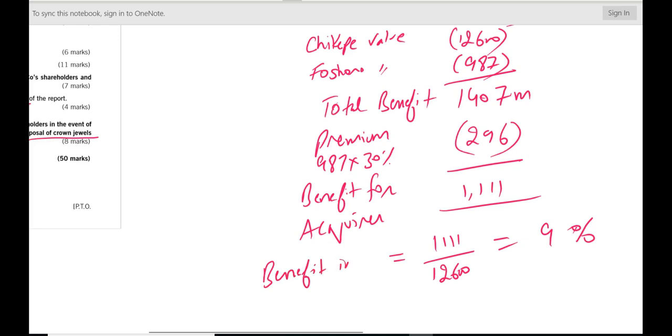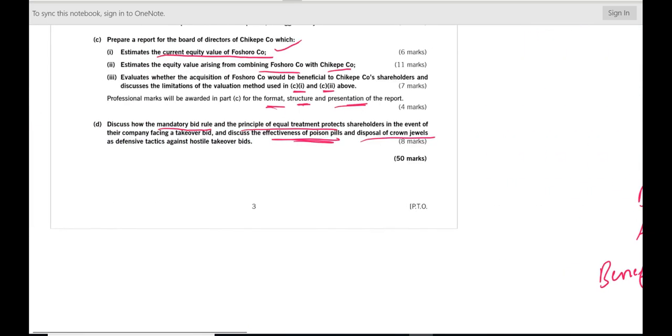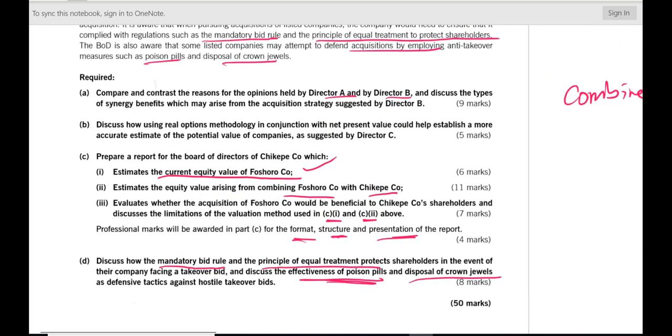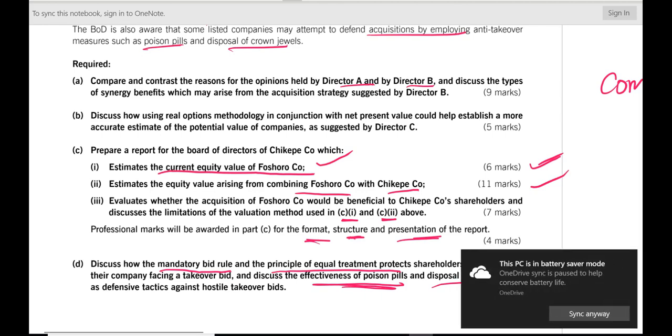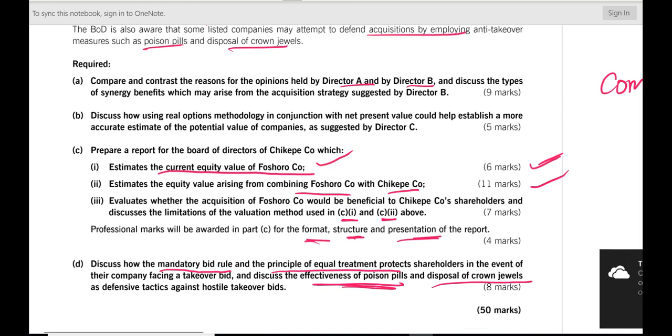Benefit in percentage, that is the benefit for the acquired company shareholders. So we have calculated the first and the second part of C. Okay, now let's move to the discussion of part A, part B, C, and the last part D.